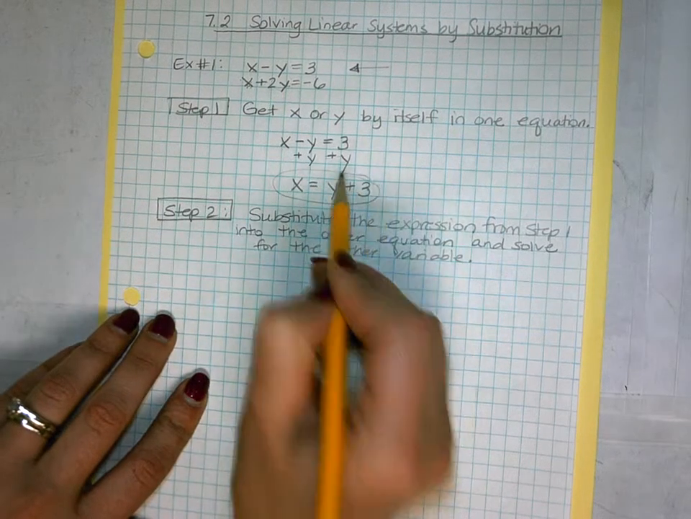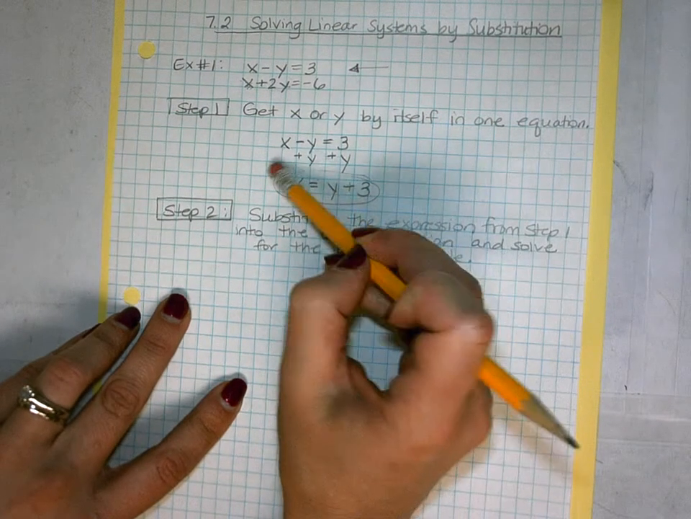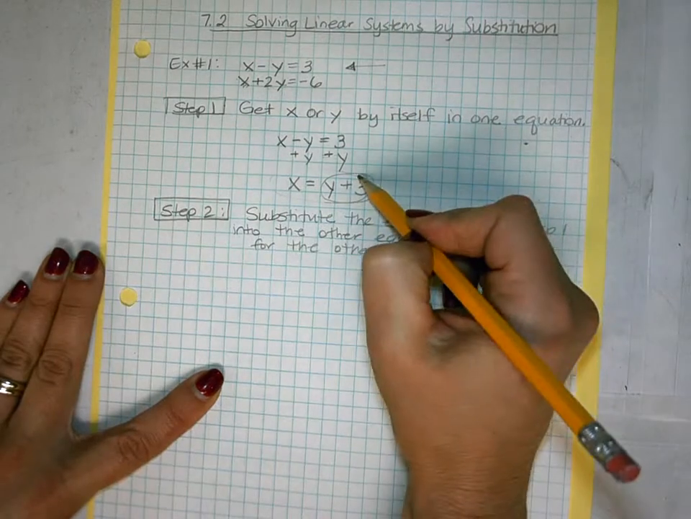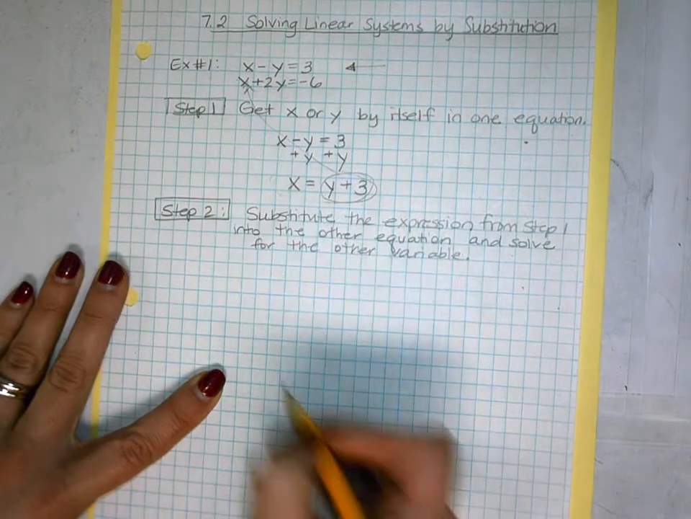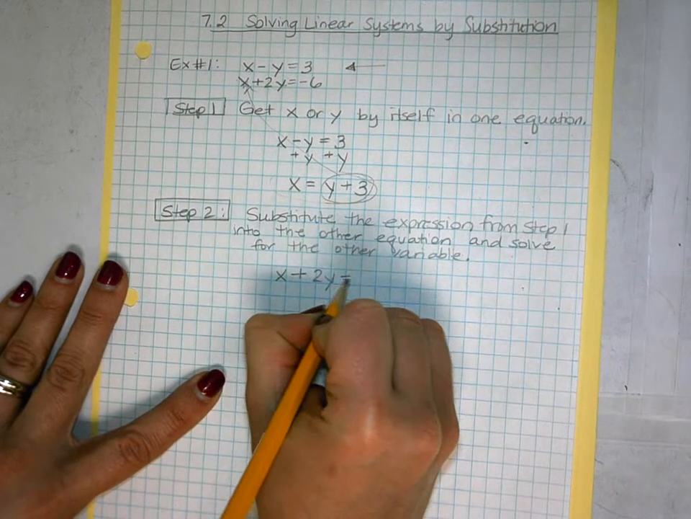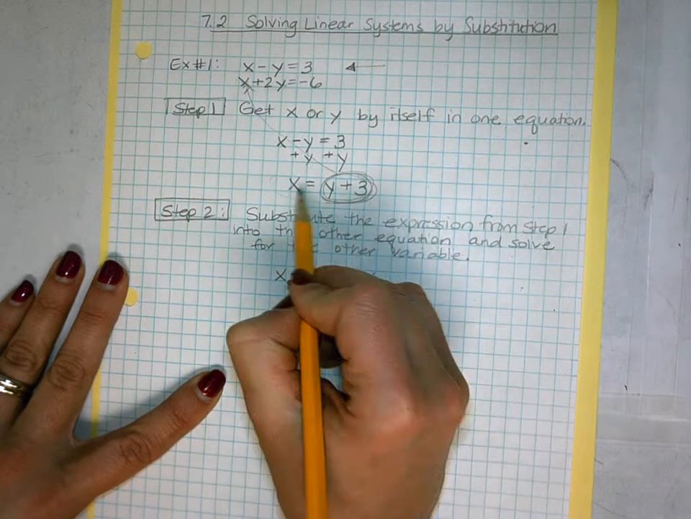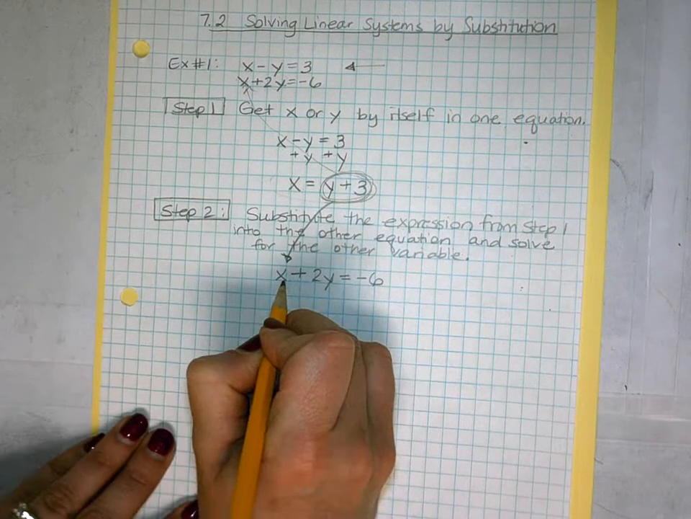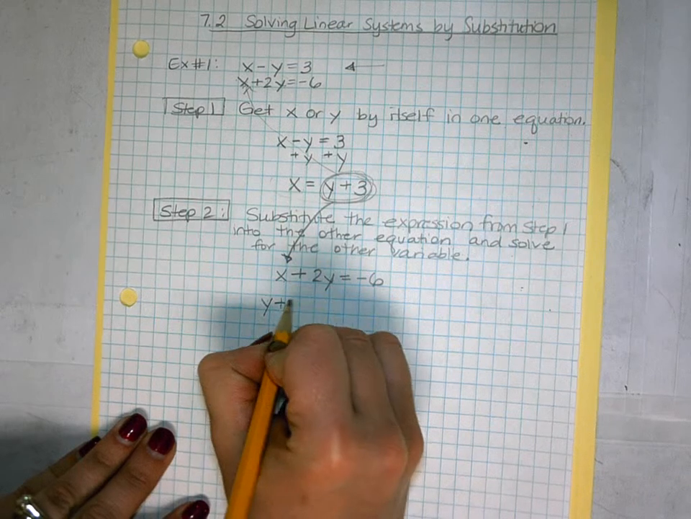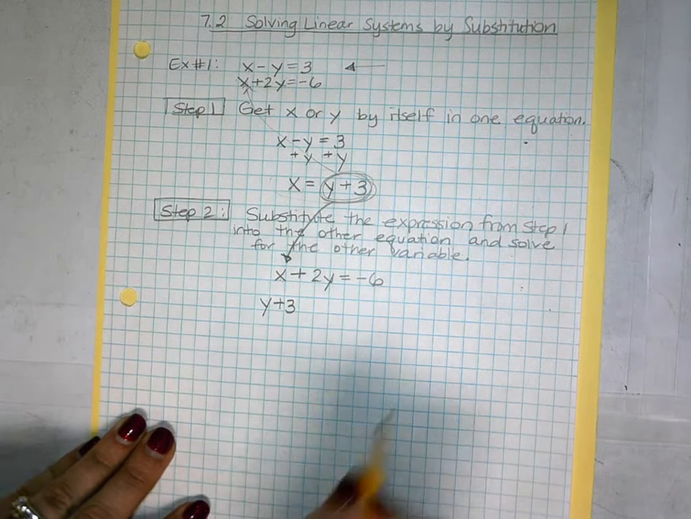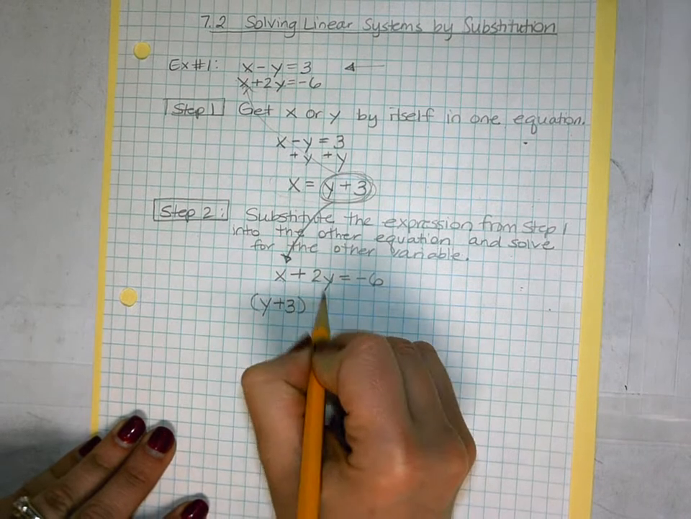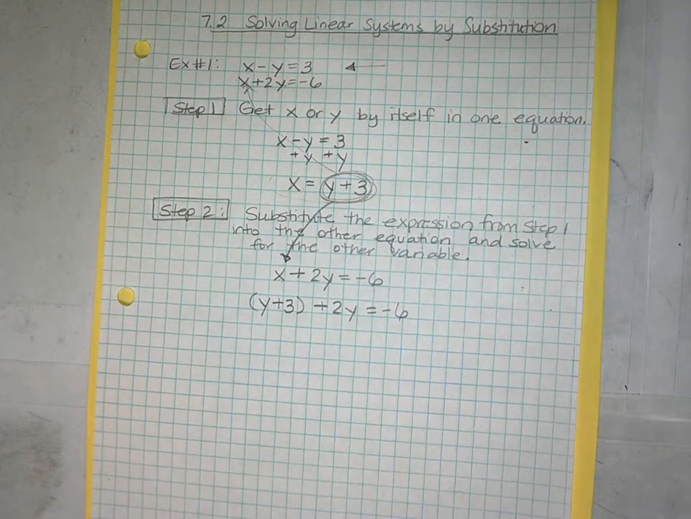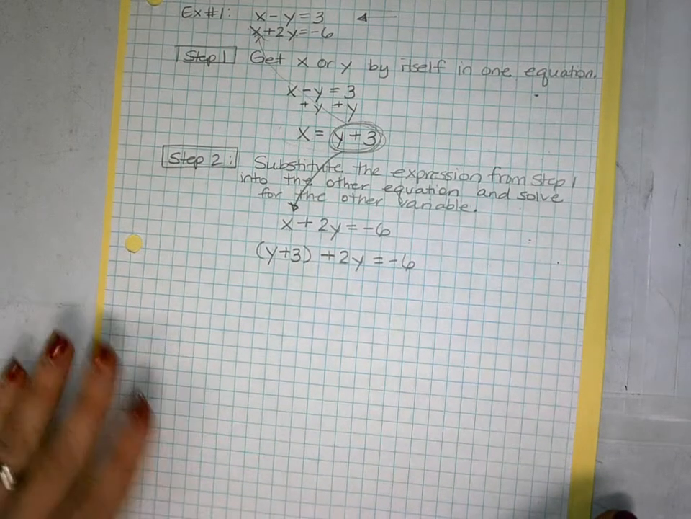So I'm going to take this expression right here, the y plus 3 part, and I'm going to substitute that y plus 3 in for x. So I'm going to take this other equation that I haven't messed with, and wherever I see an x, I'm going to substitute it in. So instead of x here, I'm now going to put y plus 3. That is what x equals. I put that y plus 3 here, and then I have plus 2y equals negative 6. Do you see how we only have y's now? So we could solve for y.